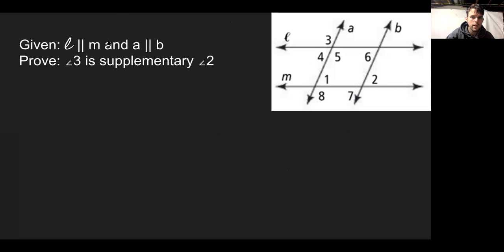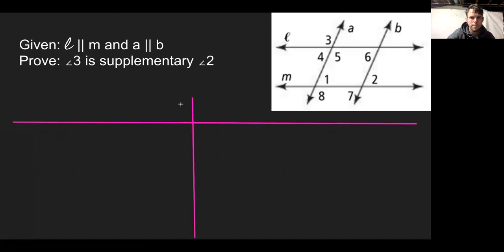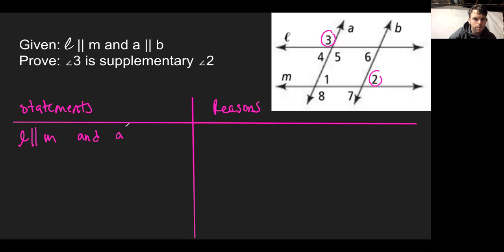All right, similar idea, but we're going to show supplementary this time. So a little bit different. Supplementary, remember, means that the two angles add to 180. So we're trying to show that 3 and 2 are supplementary. Now, there are usually multiple paths for these problems, so whichever pathway I take is not really the only way to do it. It's one of the ways to do it. So I'm going to start with the givens, and then I'll talk about an option for us.